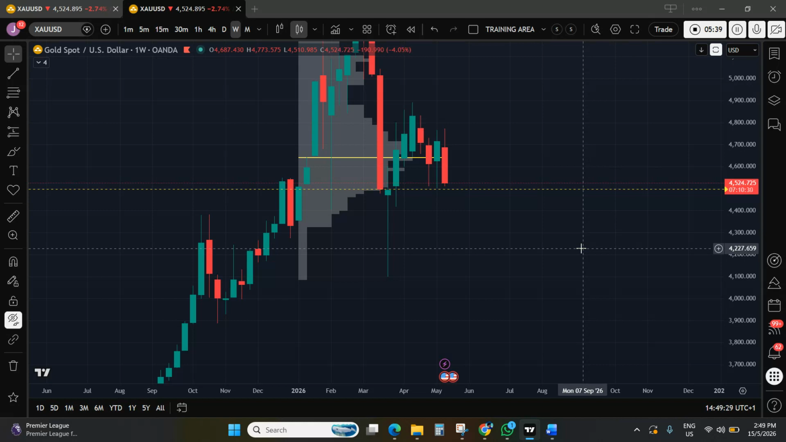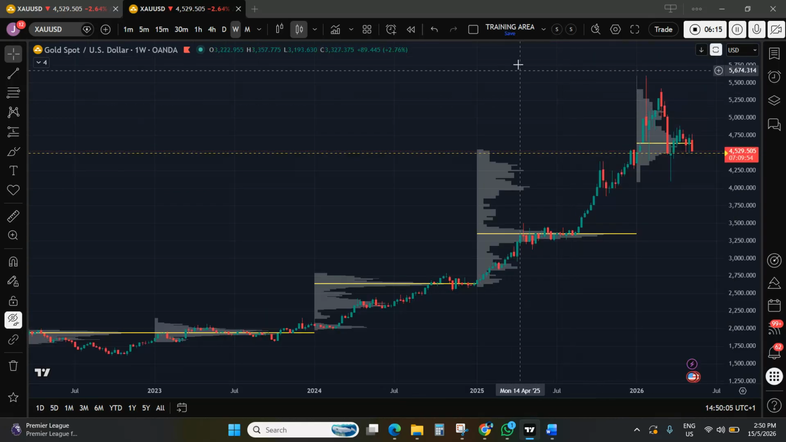So until we see a next D shape or some other shape of volume profile, it's a bit difficult to gauge in which direction gold is likely to go. But as per my understanding and my experience of using volume profile, the mega bull run of gold is likely over, but we need to see. We need some more confluence for that. So just wait and watch. Thank you.